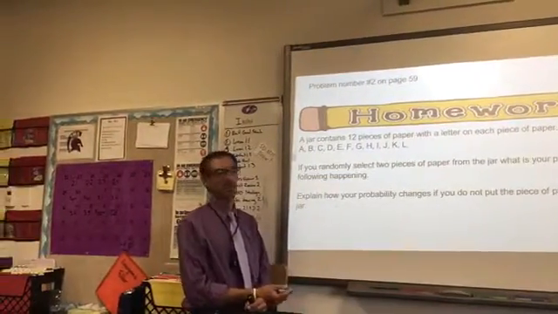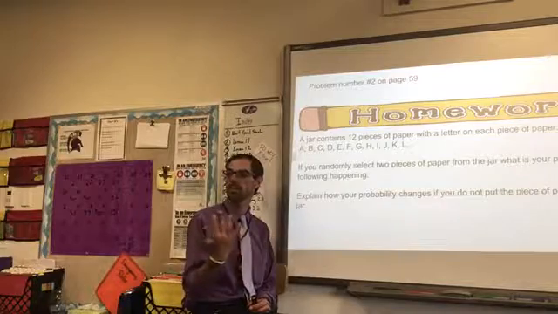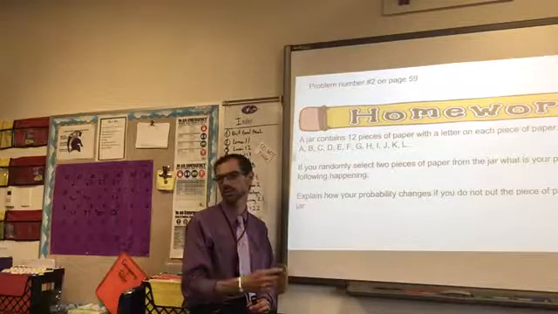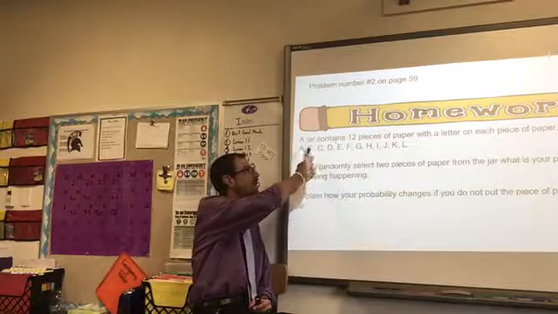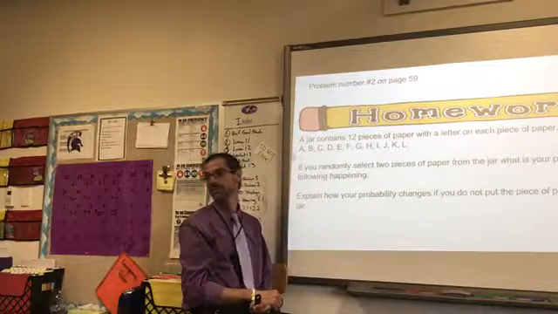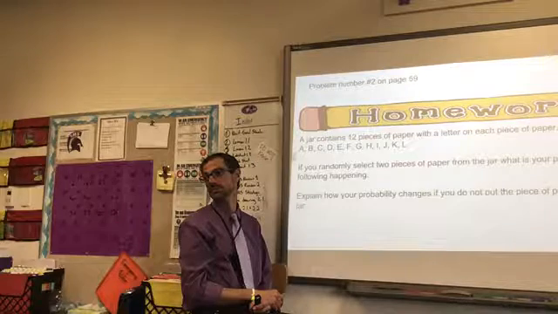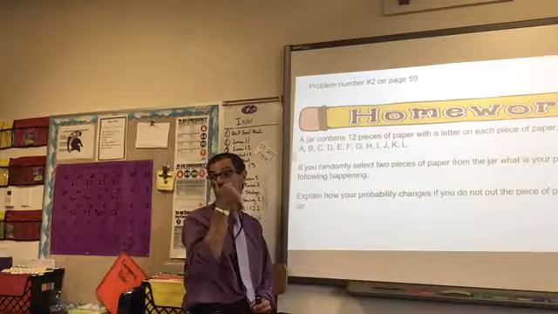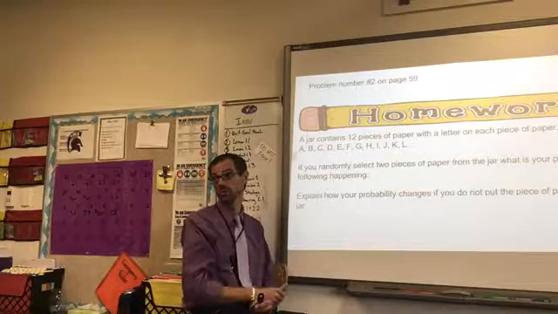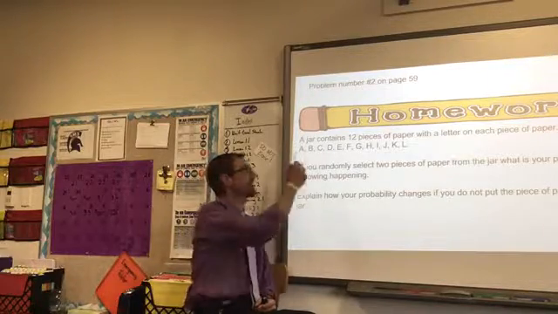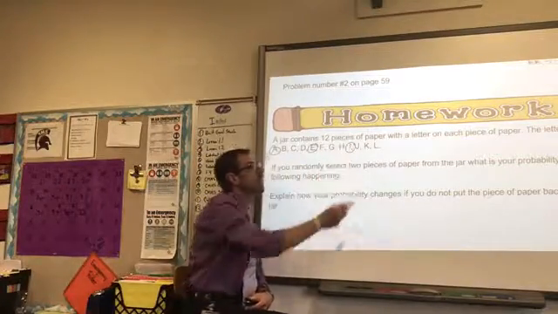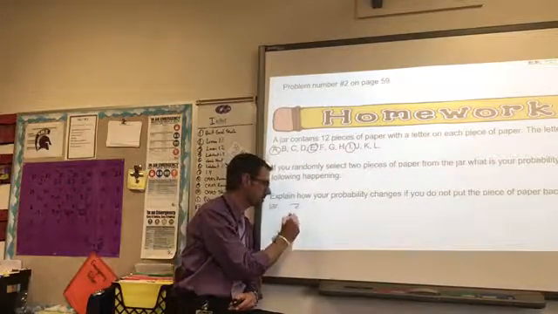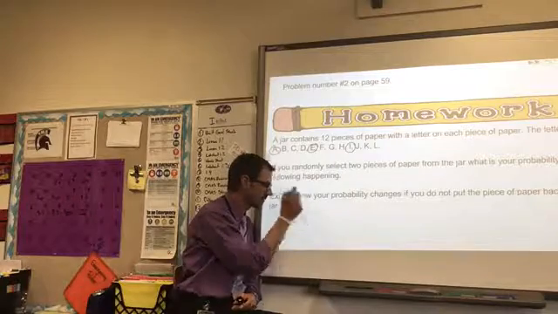So Axel, what was our probability of choosing a vowel in this problem? You can look up here. How many vowels do we have? A, E, I, O, U. So we have A, there's one vowel. E's one vowel. I's one vowel. So we have a probability of 3 over 12.